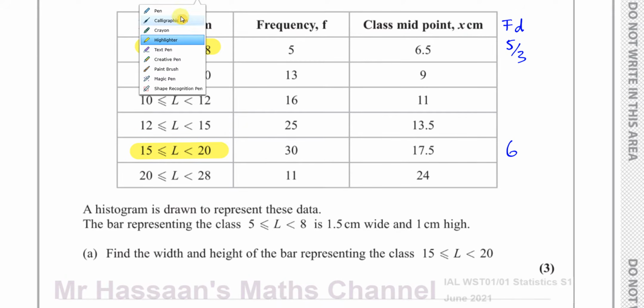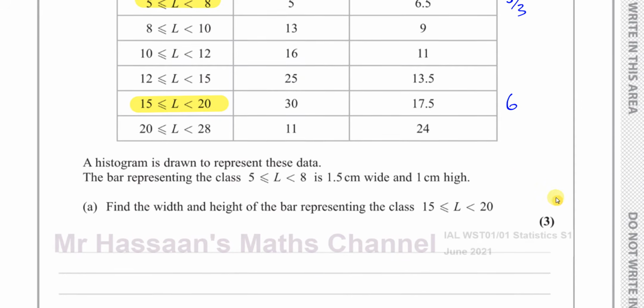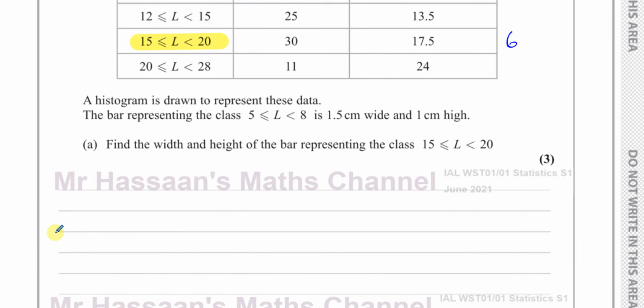Now what we need to do is to find the width and the height of this bar. So let's write down the one that we're trying to find, 15 to 20. I'll write this on top because it's the one with the unknown. And underneath, I'm going to write 5 to 8. That's the one that we know all about. I'm going to write down width and interval, which will help us find the width, and then height and frequency density, which will help us find the height.